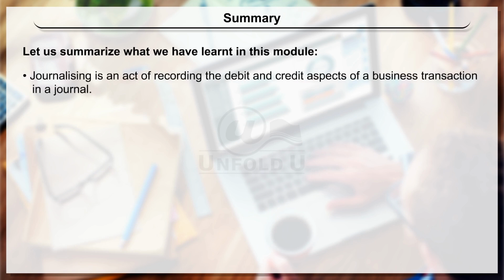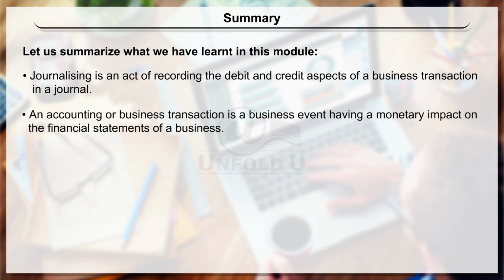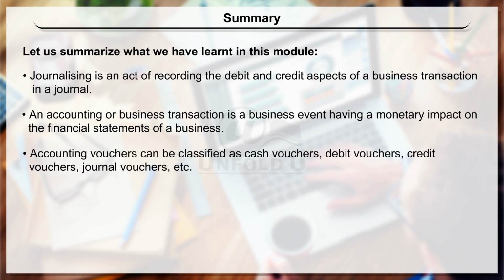Journalizing is the act of recording the debit and credit aspects of a business transaction in a journal. An accounting or business transaction is a business event having a monetary impact on the financial statements of a business. Accounting vouchers can be classified as cash vouchers, debit vouchers, credit vouchers, journal vouchers, etc.